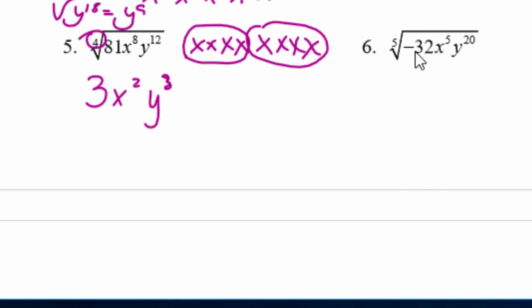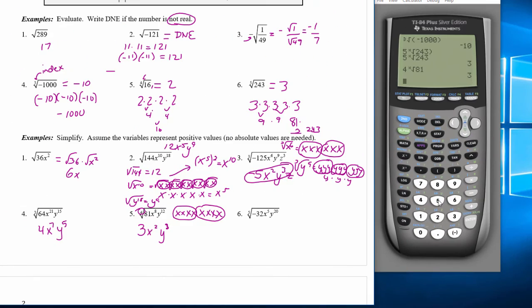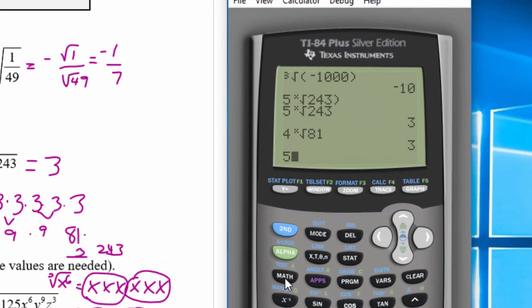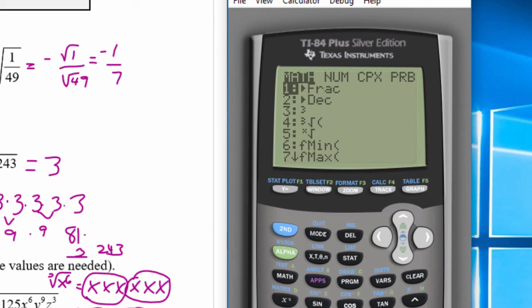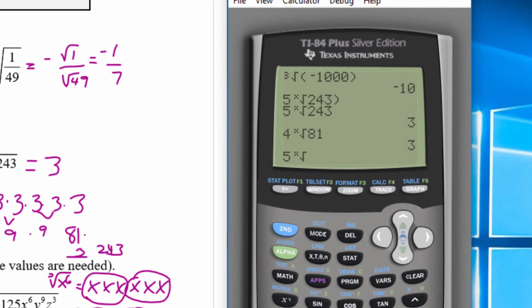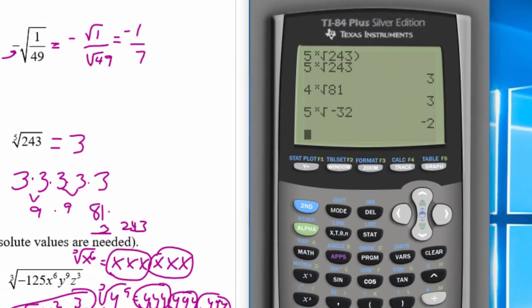5th root of negative 32. What number do we multiply times itself 5 times to get a negative 32? Right? So if you can do this in your heads, I know you can. And yep, it's negative 2. So negative 2.